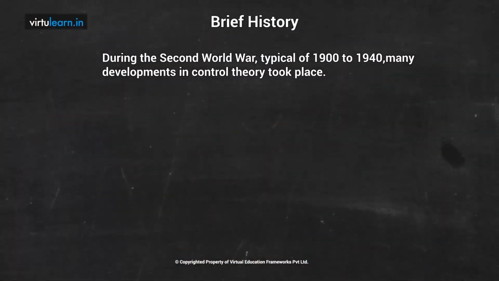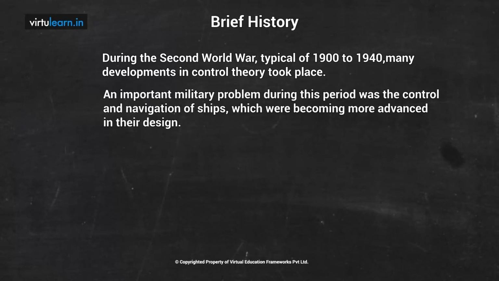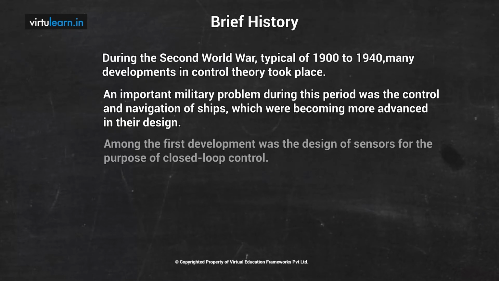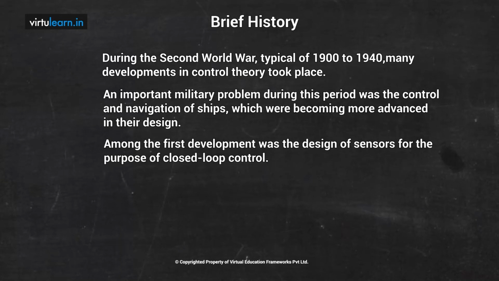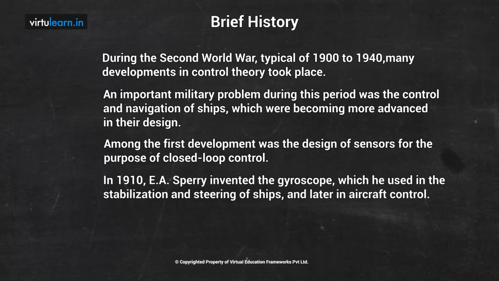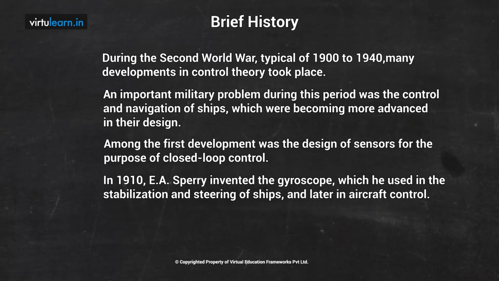During the Second World War, typically 1900 to 1940, many developments took place in control theory. An important military problem during this period was the control and navigation of ships, which were becoming more advanced in their design. Among the first developments was the design of sensors for the purpose of closed loop control. So in 1910, Sperry invented the gyroscope, which is used in stabilization and steering of ships, and later for aircraft also.